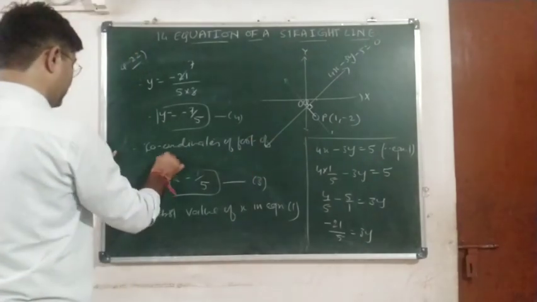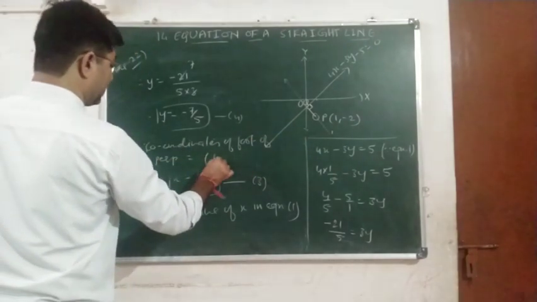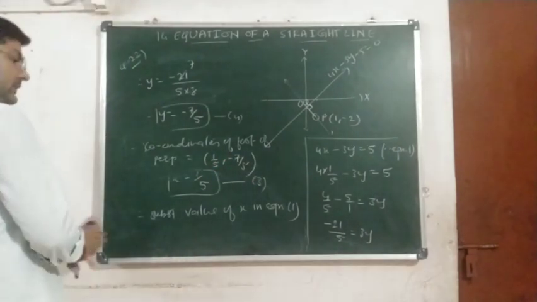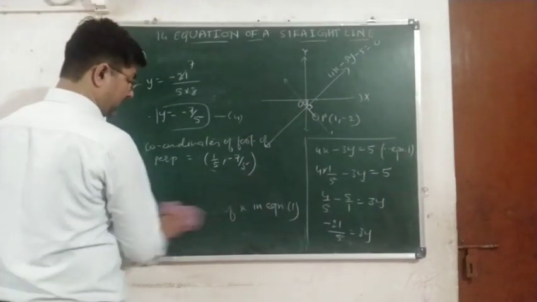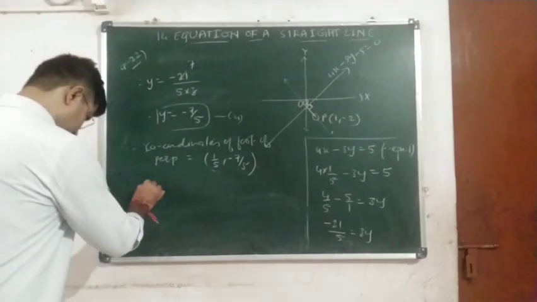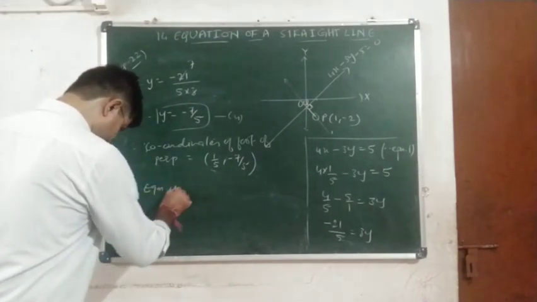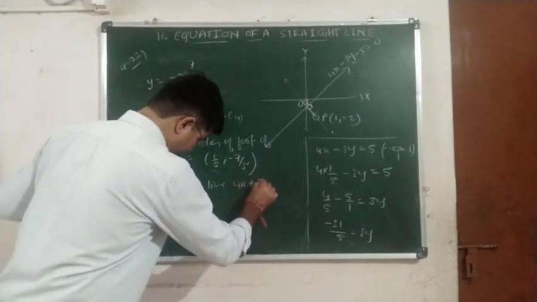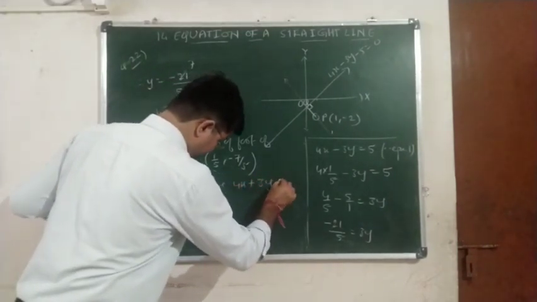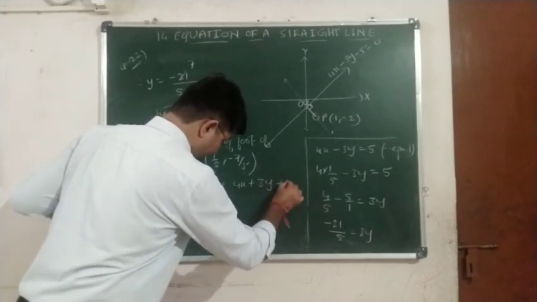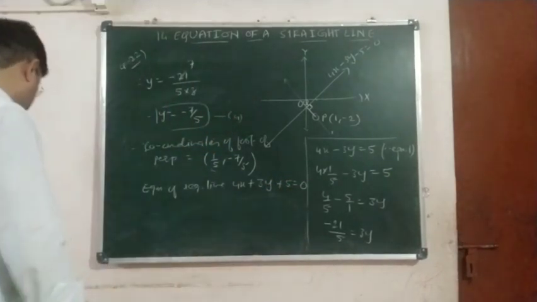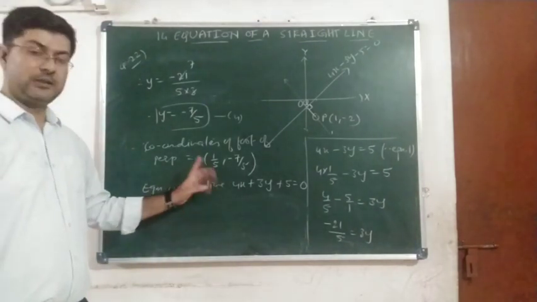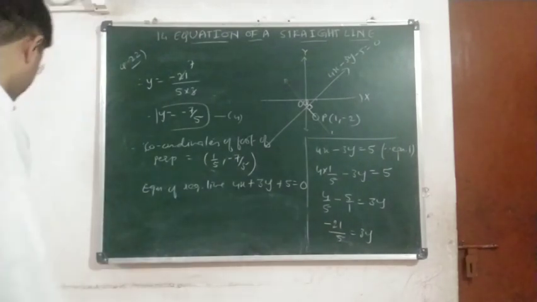of foot of perpendicular are 1 upon 5 comma minus 7 upon 5, and the equation of the required line is 4x plus 3y plus 5 equals 0. So these two are the required equations: the equation of a line perpendicular to the given line and the coordinates of the foot of perpendicular.